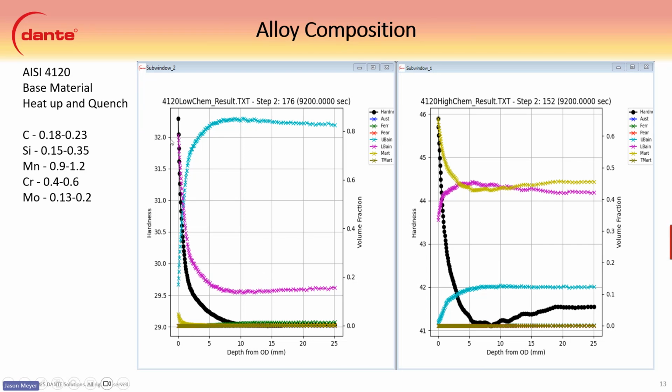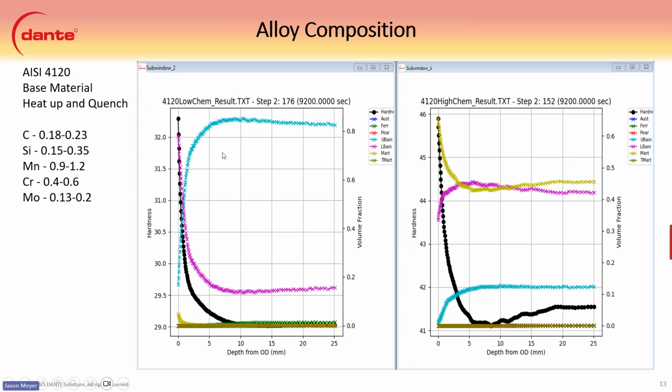So the big difference here again is in the hardness. We can see not only the surface hardness, but also through the core. The core was only about 29 HRC in the low chemistry result. And then the high chemistry result has a little bit of fluctuation here, but if you look at the scale, it's still between 41 and 42 HRC. This is just kind of a numerical thing. So that is a very different, like 30 to 40 HRC difference based on the chemistry range here.